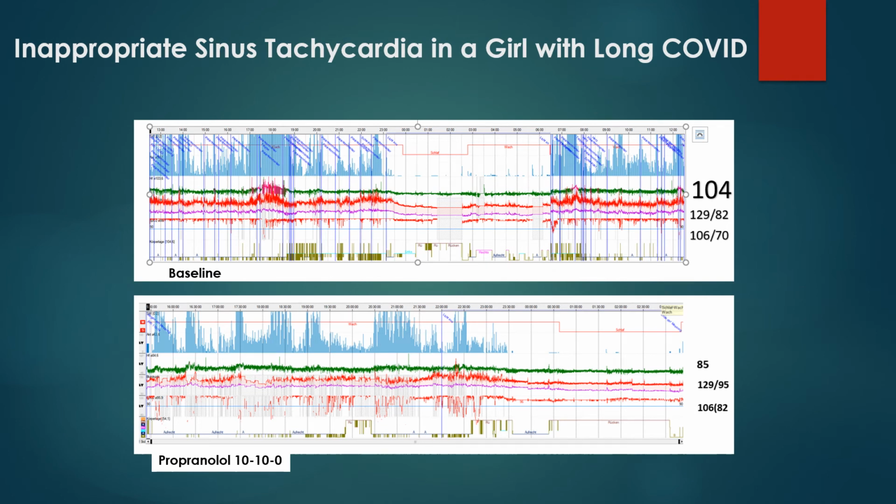This is again a girl who had long COVID syndrome 1 year after mild COVID disease. She received a lot of diagnostics without a diagnosis, and again in the 24-hour Holter ECG, we see the highly elevated heart rate, 104 on average, with a slightly higher blood pressure. She received propranolol as she didn't tolerate ivabradine, and the heart rate dropped down to 85 beats per minute, with a slight improvement of the symptoms.